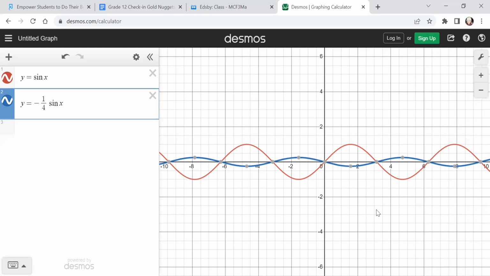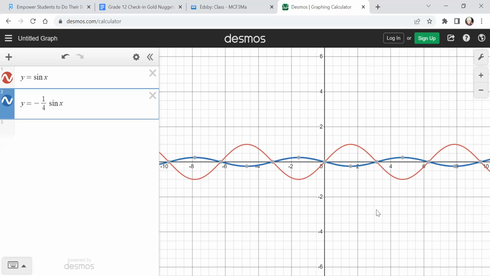What happened when I made it a quarter? What's my highest and lowest value that it's going to? A quarter. So it's compressed. It got smashed. Remember, compressed is like getting smashed. So instead of it going up to 1, down to 1, up to 1, down to 1, it got smashed, and now it's going up a quarter and down. Makes sense, guys? You don't have to worry about graphing it. You just need to know how to interpret it.